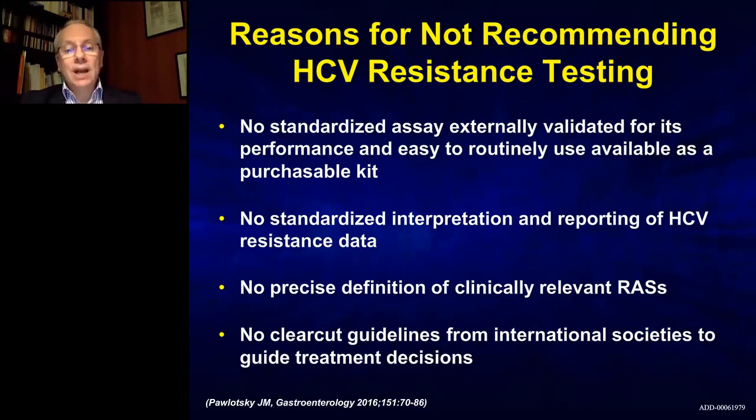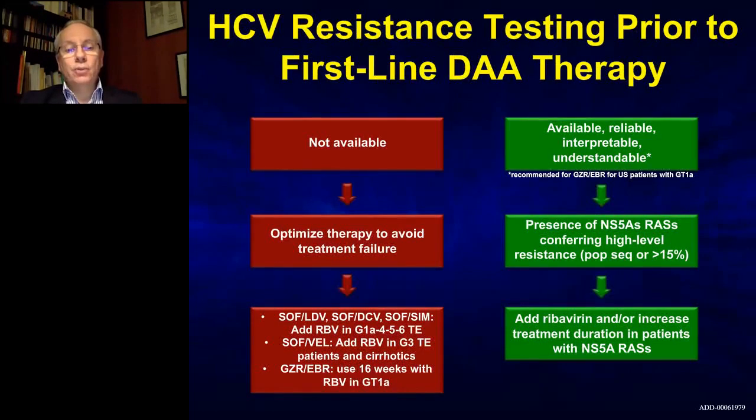And the guidance is the following. If the resistance test is not available, you should optimize therapy to avoid treatment failure. The tricks are very simple. If you think the patient could be affected by the presence of resistance-associated substitutions, you should add ribavirin and prolong the duration of treatment, or prolong the duration of treatment, and there are different recipes to do that with the different treatment regimens, and I will not go into detail on this.